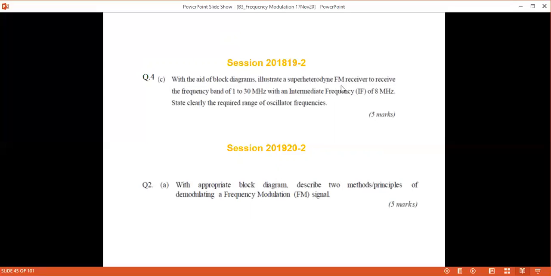illustrate a superheterodyne FM receiver. So it's superheterodyne. One year after that, describe two principles of demodulating a frequency modulation signal. What are these two methods? We learned this.